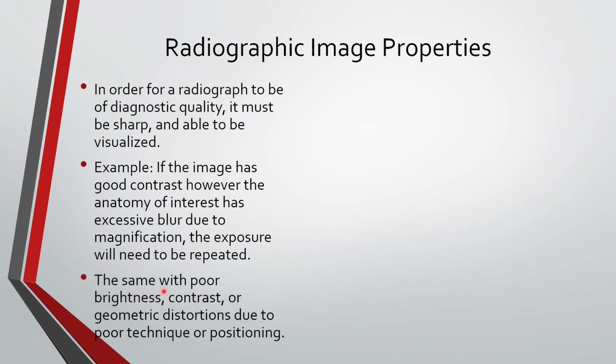The same with poor brightness, contrast, or geometric distortions due to poor technique or positioning. So we need to have good technique and good positioning to reduce magnification, reduce shape distortion, and to have good brightness and contrast on the image. Other factors can play a role in making a good image, like sharpness and contrast, and we'll explore that in our next video on secondary factors.